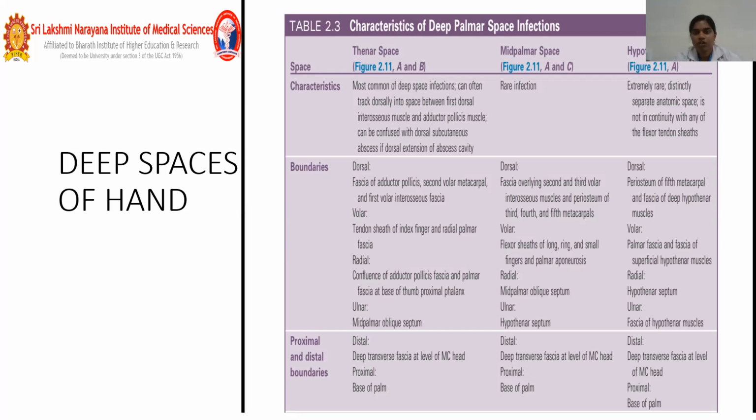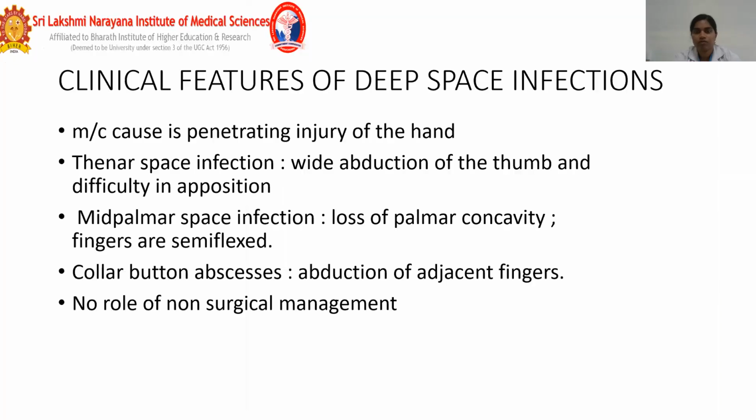And of these space infections, thenar space infection is most common and hypothenar is extremely rare. Coming to the clinical features of deep space infection, the most common cause is penetrating injury of the hand. In the thenar space infection, there will be wide abduction of the thumb and difficulty in opposition. In mid-palmar space infection, there will be loss of palmar concavity and the fingers will be semi-flexed. And in collar button abscess, abduction of the adjacent fingers.